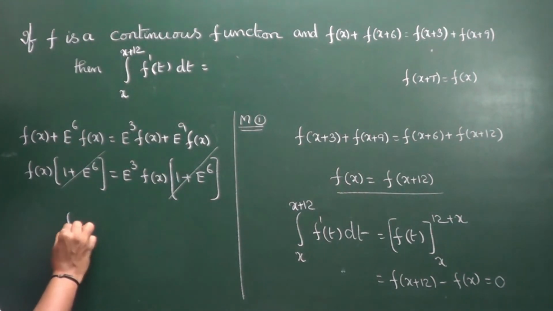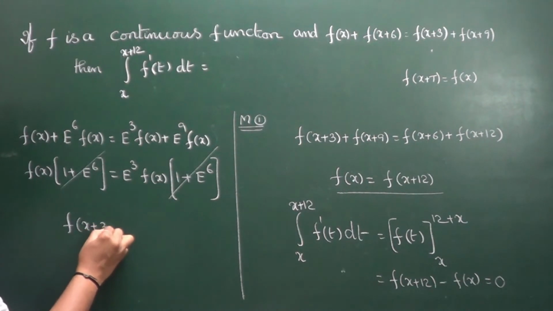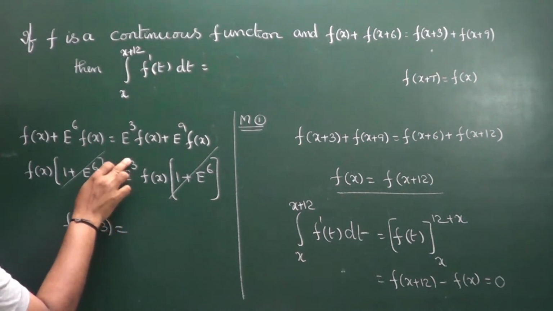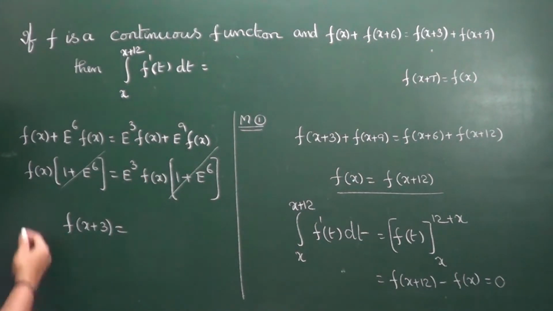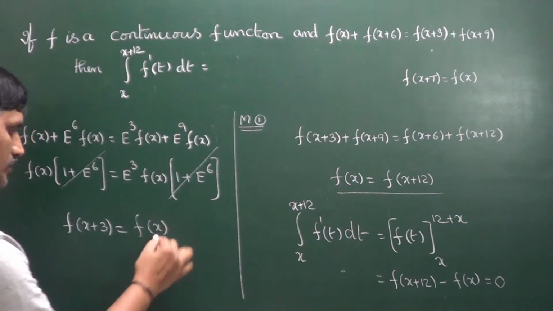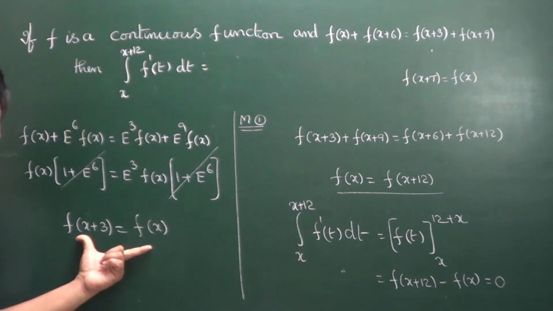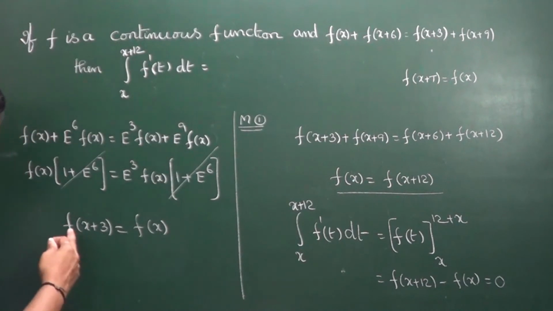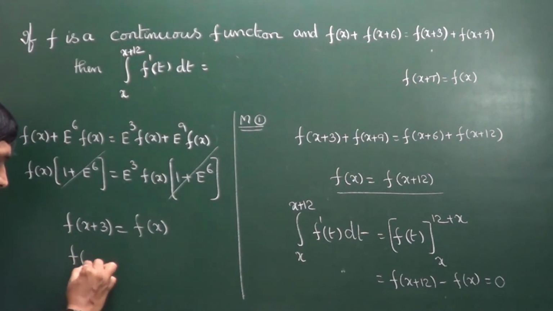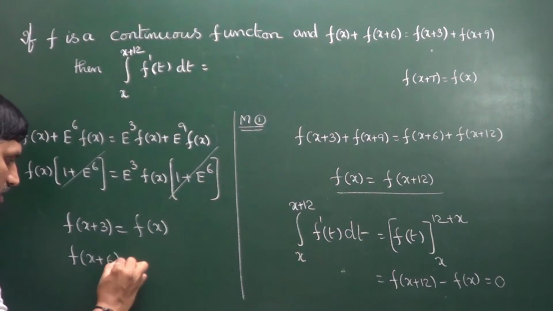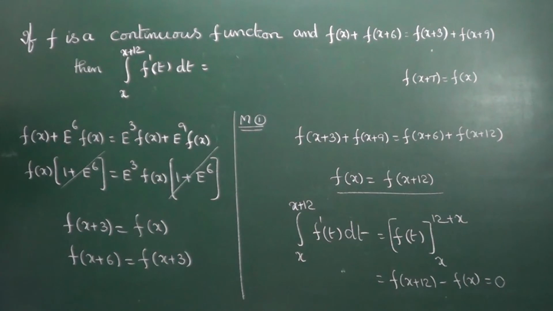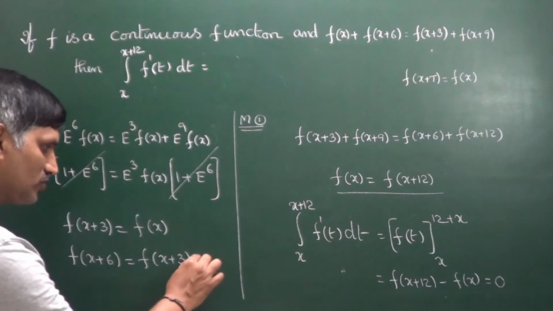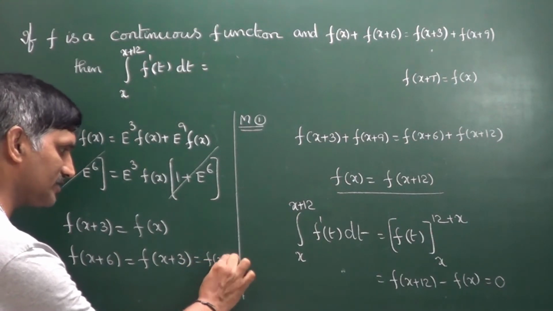Then we are getting f of x plus 3, yes or no, e power 3 of f of x. That means operator f of x is equal to f of x we got. That means f of x plus 3 is equal to f of x. Now x is replaced with x plus 3. Then you will get f of x plus 6 is equal to f of x plus 3, and in place of f of x plus 3 we can write f of x, right?